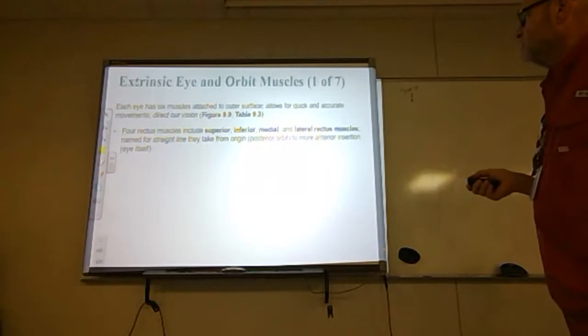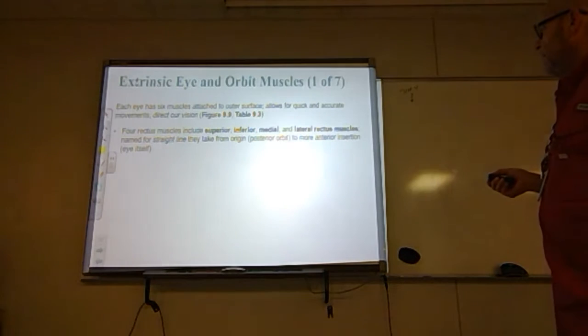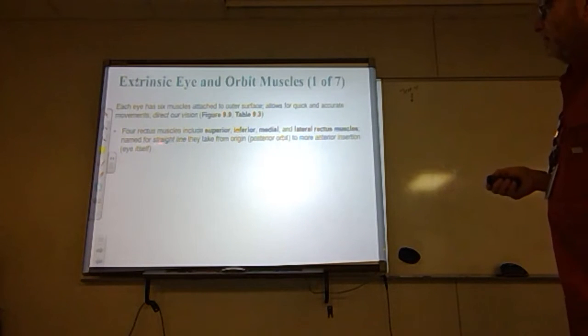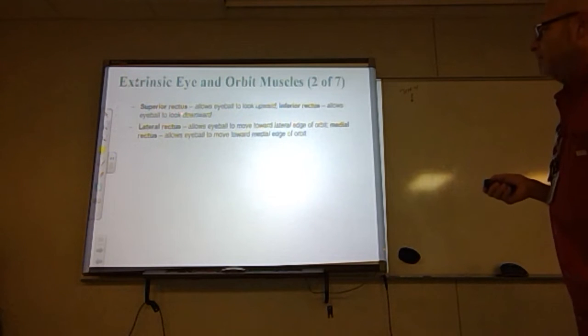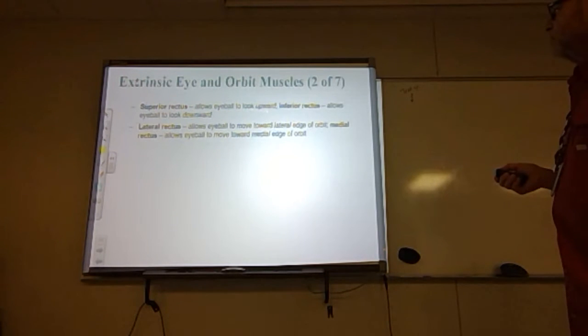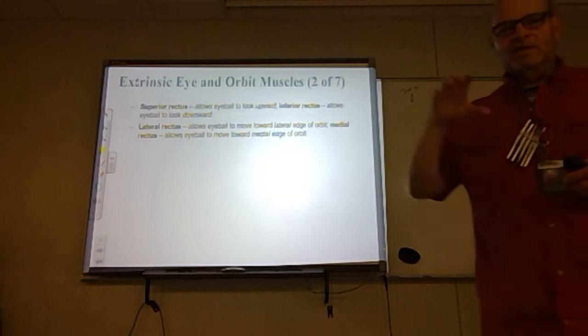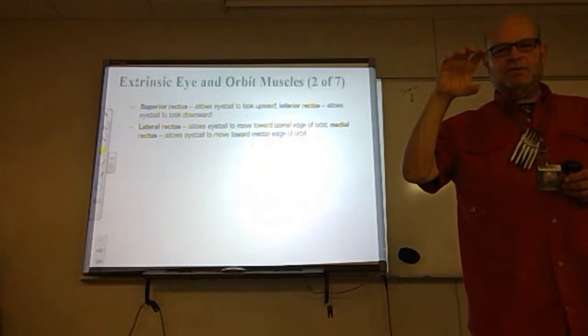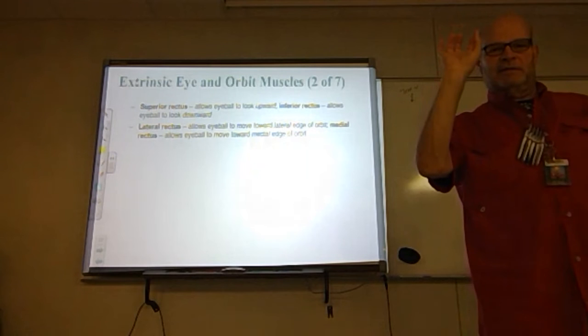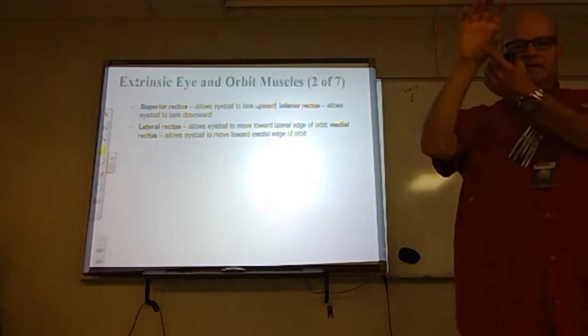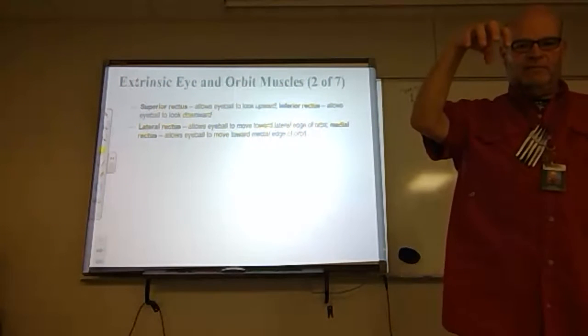You have 4 rectus muscles, which are the superior, inferior, medial, and lateral rectus muscles. They are named for the straight line they take from the origin in the posterior orbit to their more anterior insertion on the eye itself. The superior rectus muscle allows the eyeball to look up. The inferior rectus allows the eye to look down. So as you are thinking of an eyeball, the superior rectus muscle is attached at the top, and it's going to make the eye do this. The inferior rectus muscle is attached under here. It's going to make the eye do this.